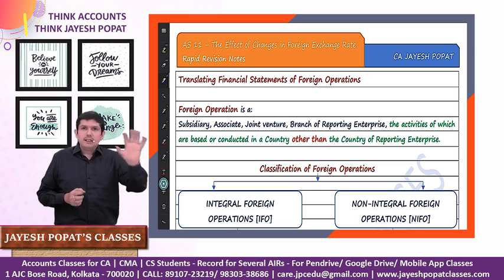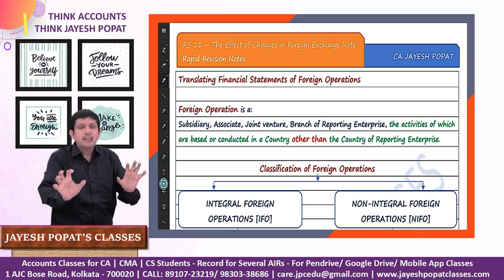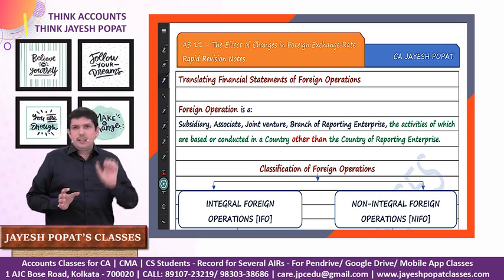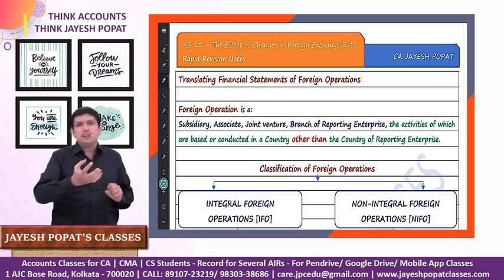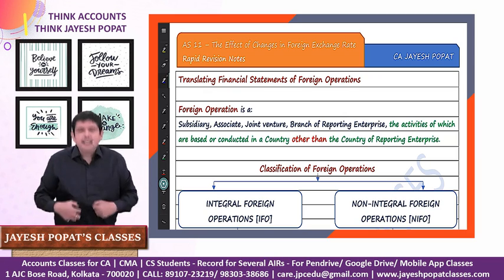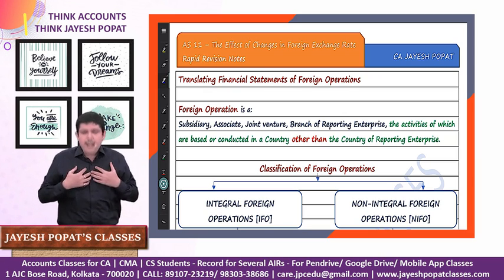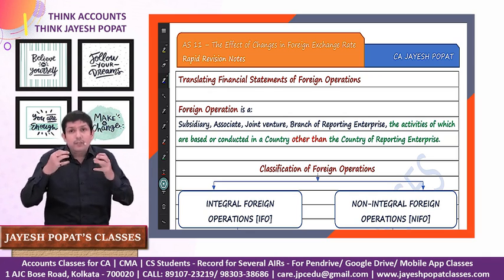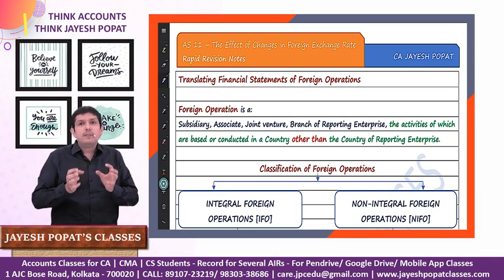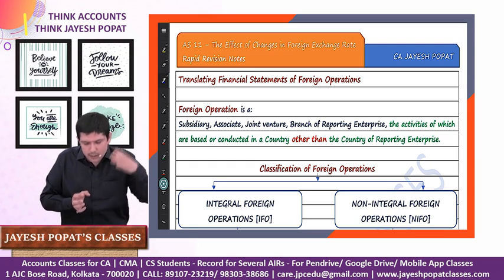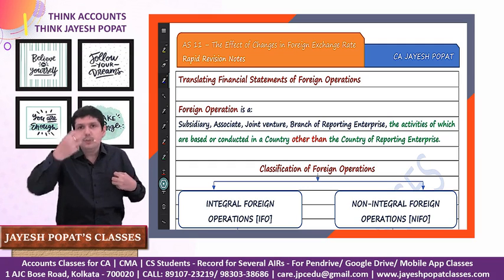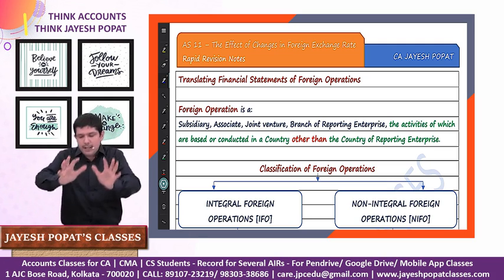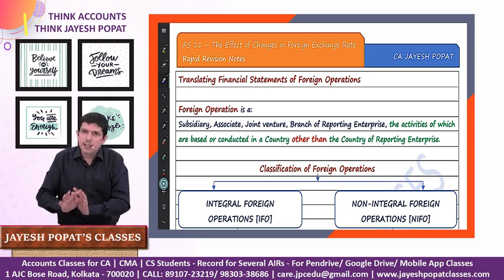But if my branch is in Singapore, or if my branch is in the US, they will prepare their financial statements in the local currency of their region, maybe Singapore dollar, maybe US dollar, etc. When they send their numbers to me, I am making my financial statements in INR. So I need to convert these financial statements of my foreign branch from Singapore dollar to INR, from USD to INR. How that conversion needs to be done will be dealt with by this particular section.